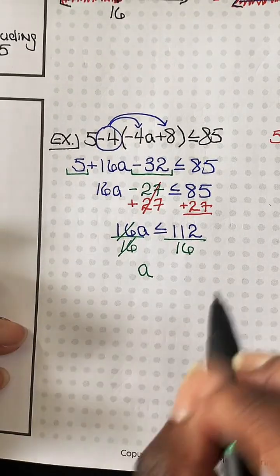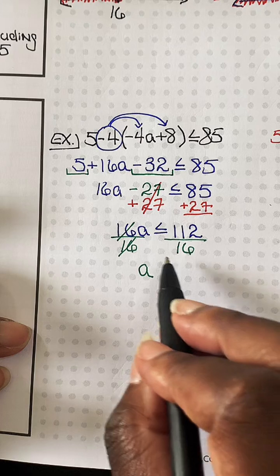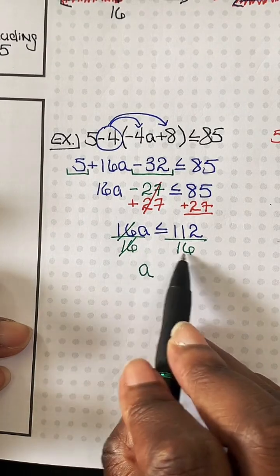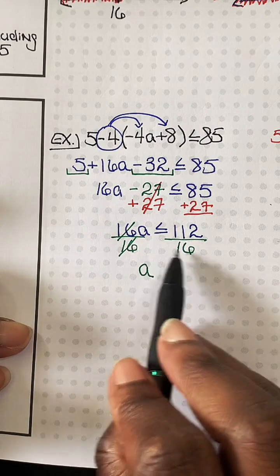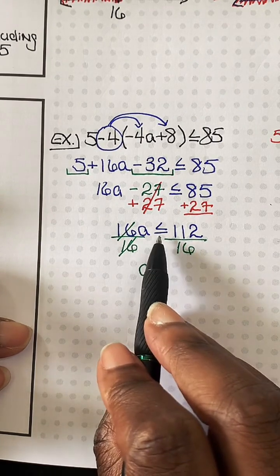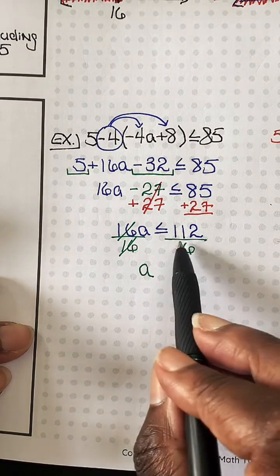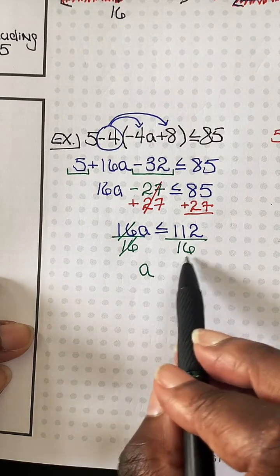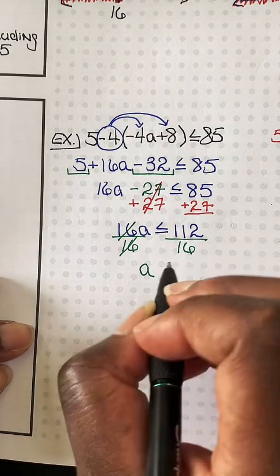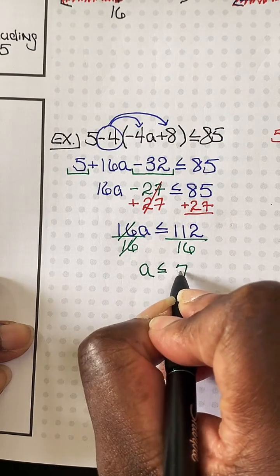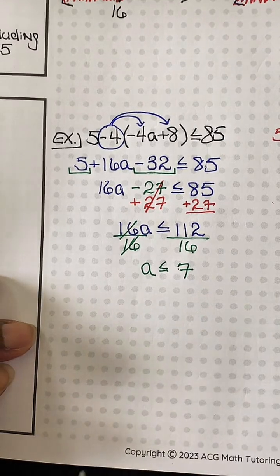But anyway, we're not going to flip it because the 16 that we divided by was positive. If it was a negative 16, yes, change the direction of your inequality sign. But now we have our 112 divided by 16. That gives me a total of 7. And it's a positive 7.